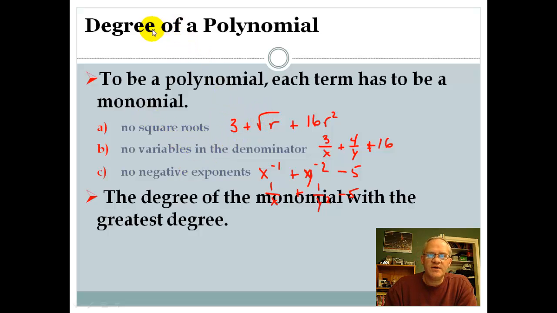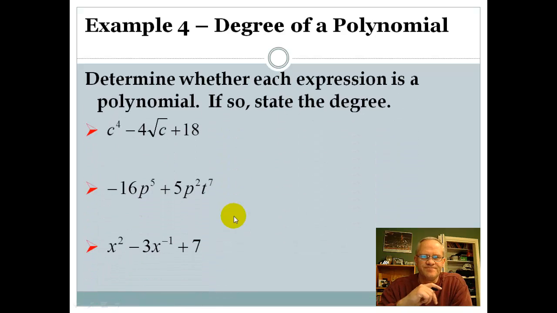So to find the degree, first of all, it has to be a polynomial. And then the degree is going to be whatever the monomial is that has the greatest degree. So let's look at an example. That'll make more sense in a second.